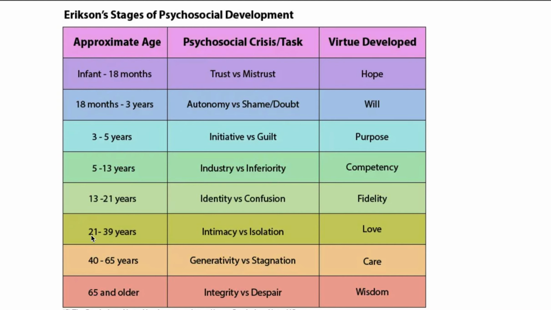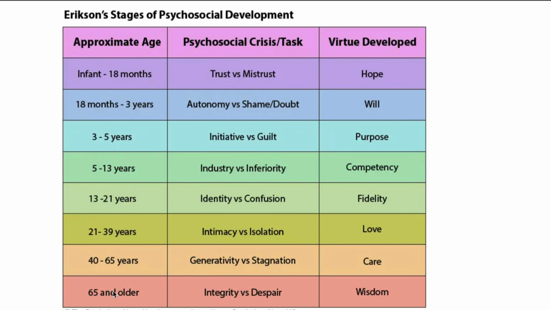Then between 21 to 39, the psychosocial task is intimacy versus isolation. In this age range, usually people indulge in married life and love, etc. So the feeling of love is developed. After that, 40 to 65 years, the psychosocial crisis is generativity versus stagnation. Then the virtue developed is care.